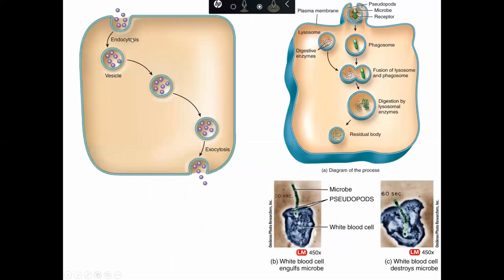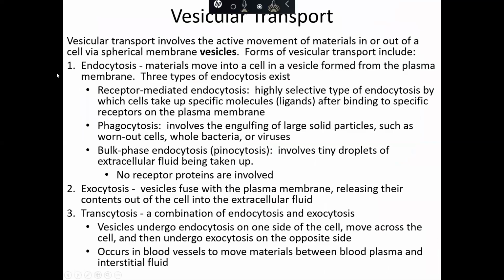Now, the opposite of endocytosis is where that vesicle fuses with the plasma membrane and spits out the substance from the cell altogether. This illustration is showing you both endo and exocytosis. And so actually what it's showing you is transcytosis. Trans, which means across or through, is a combination of endo and exocytosis, where the vesicle undergoes endo on one side, and then moves the vesicle across the cell, where it then can go through exocytosis on the opposite side.